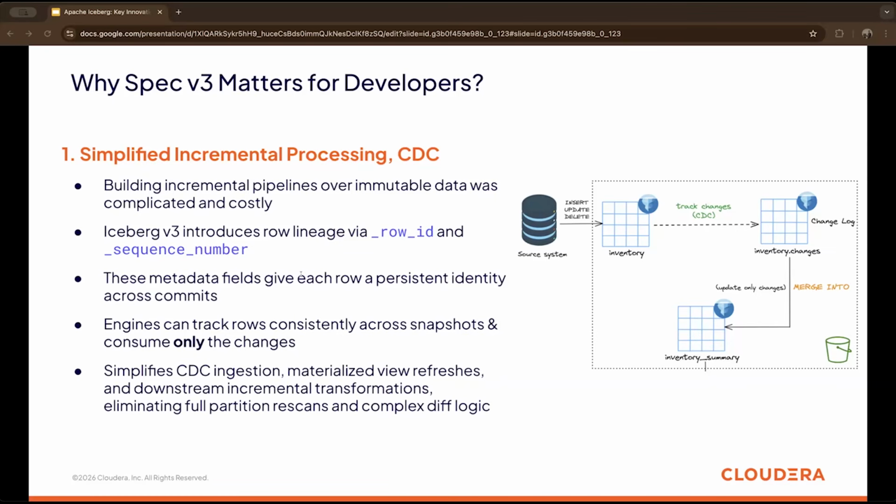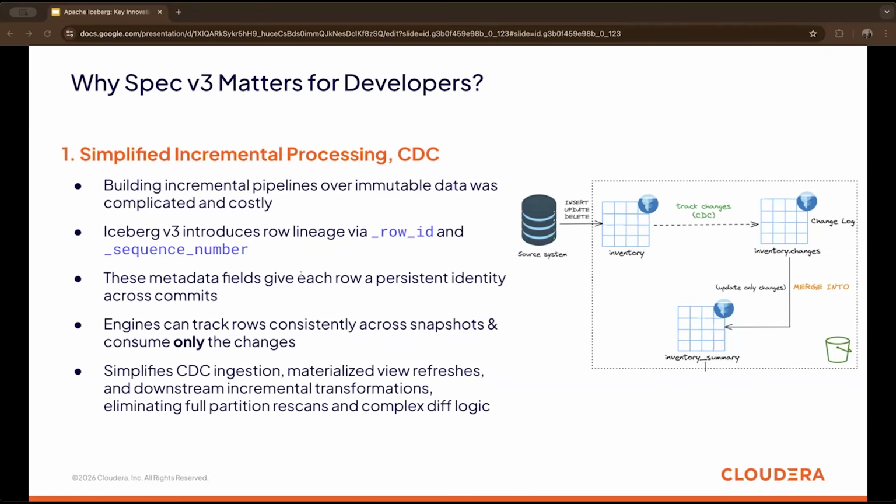So Spec V3 fundamentally changes this by introducing row lineage tracking. Iceberg now assigns each row a persistent identity across the column, right? So they have introduced fields like the metadata row ID and the sequence number that allow you to keep track of what has changed at a row level between two snapshots, right? With these fields in place, engines can now precisely detect which rows changed between different snapshots, not just which files or partitions changed.